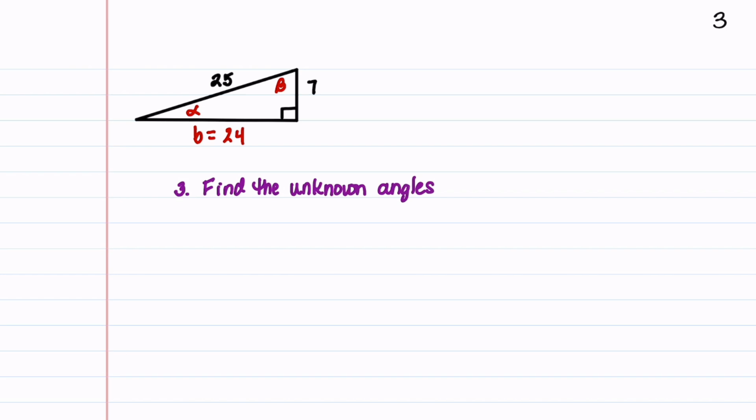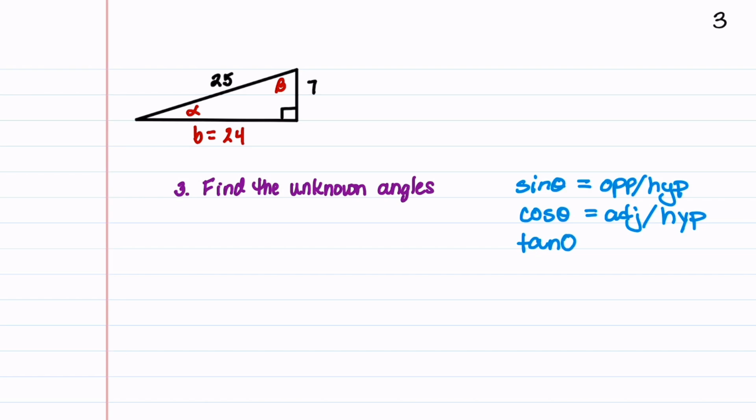There's a lot of ratios that we can pick from. We could say sine theta is opposite over hypotenuse. Cosine theta is adjacent over hypotenuse. Or we could use tangent theta, which is the opposite over the adjacent. Any of these would work. I'm going to choose to use tangent theta just because I really like using tangent theta.